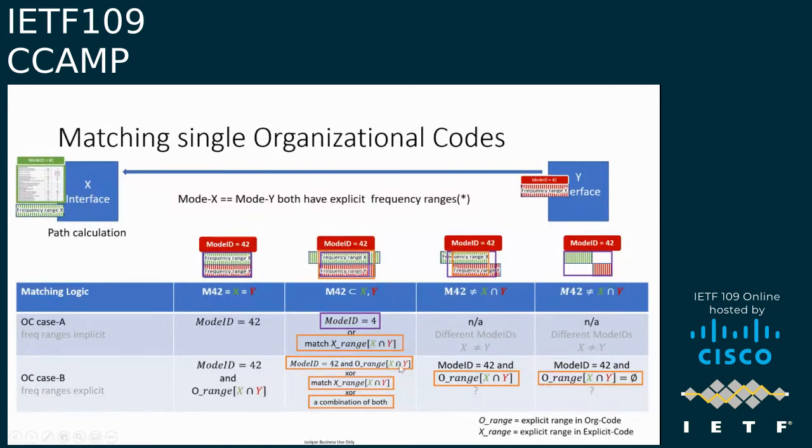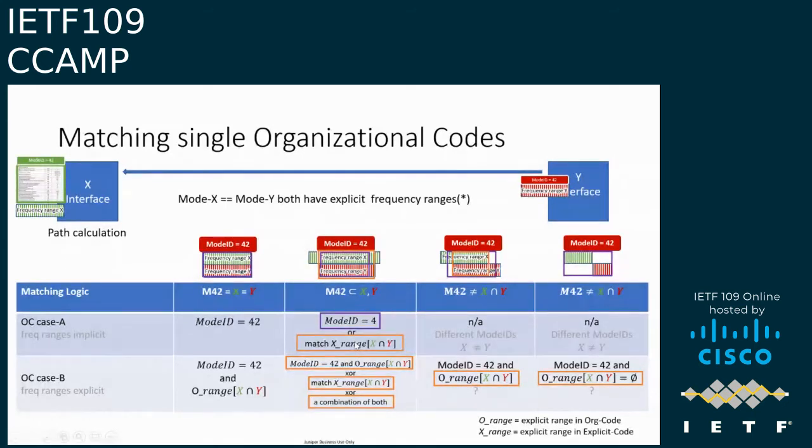But if you really want to have the extended range, you could still do it by matching the extended range by using the explicit code. So x_range, as you see on the bottom right, is the explicit range in an explicit code. The O range, just for completion, would be the explicit range in the organizational code.